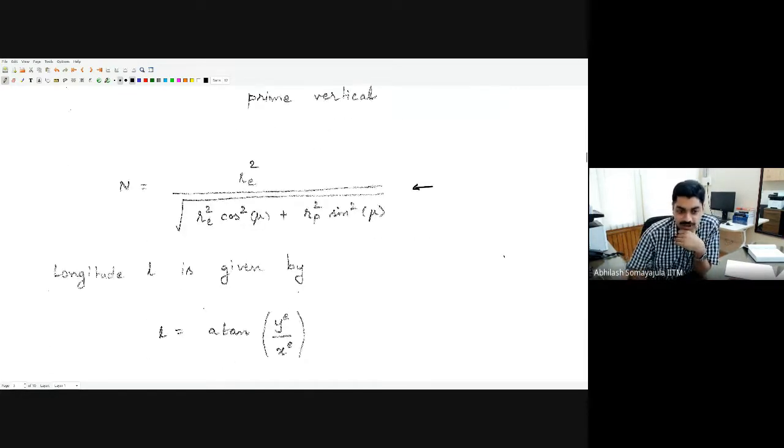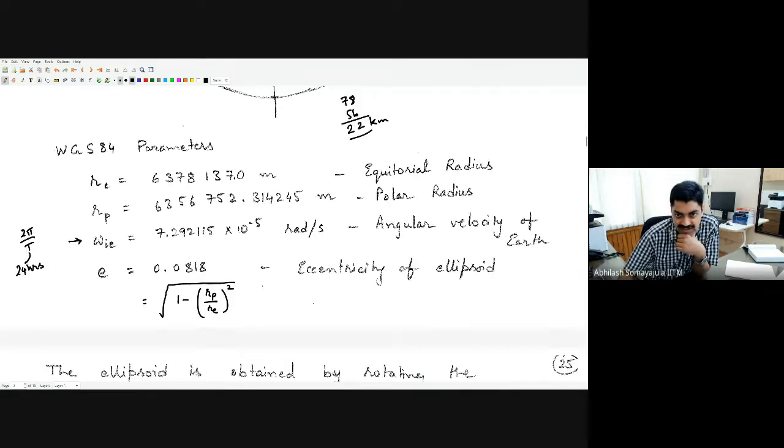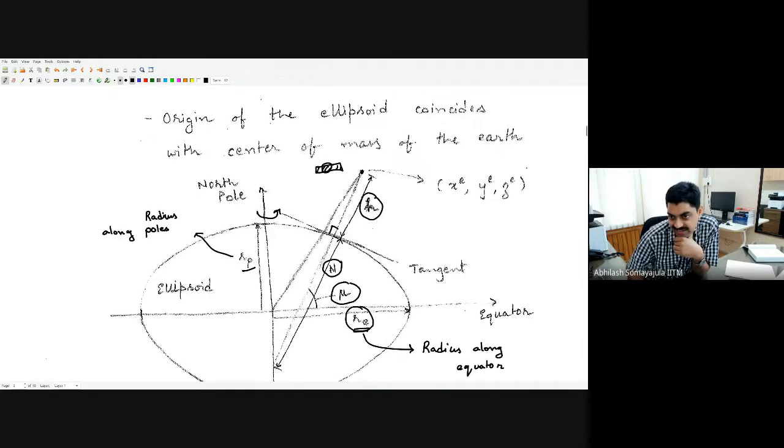Now, the longitude L: suppose that I am given the coordinates xe, ye and ze, and I want to find out the corresponding longitude, the latitude, and the height of the point above the tangent plane. So I want to transform xe, ye, ze into L, mu and h. That is our first target. Given that I know where xe, ye and ze are, how do I compute the latitude, longitude and height?